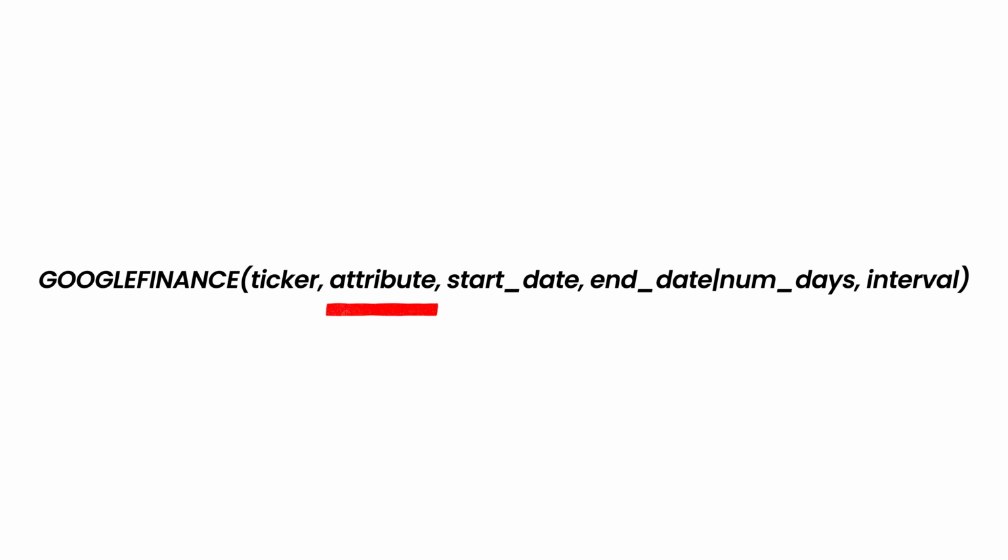The next two arguments are used to grab the historical data for a chosen ticker. You can choose specific start and end dates or customize these parameters a bit. Finally, interval is the frequency of returned data. You can choose from a daily or weekly interval.